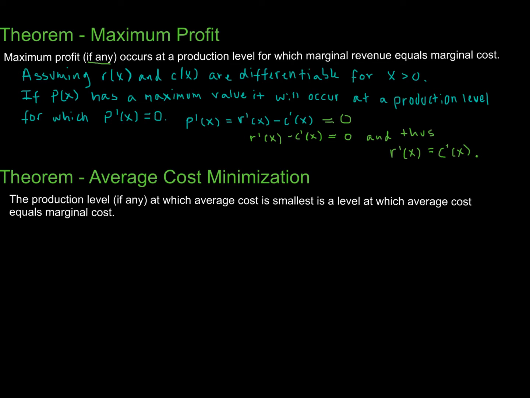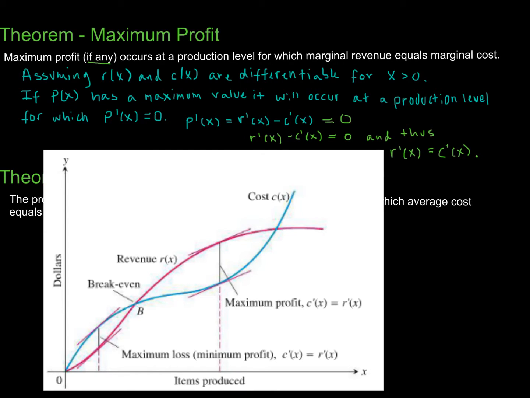Let's take a look briefly at an illustration. It's actually on page 228 of your book here, and it's a nice graph of a revenue and a cost function, and will help us visualize why this theorem is true. Alright, so taking a look at this graph, we notice we have a cost function graphed in blue, a revenue function graphed in darkish pink, and we'll notice a couple of things as well. The x-axis, of course, represents items produced, it's production level, and the y-axis represents dollars.